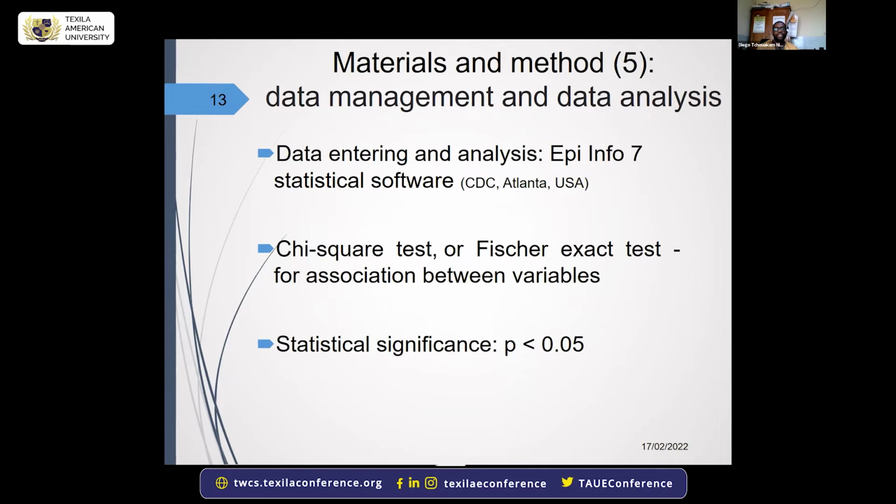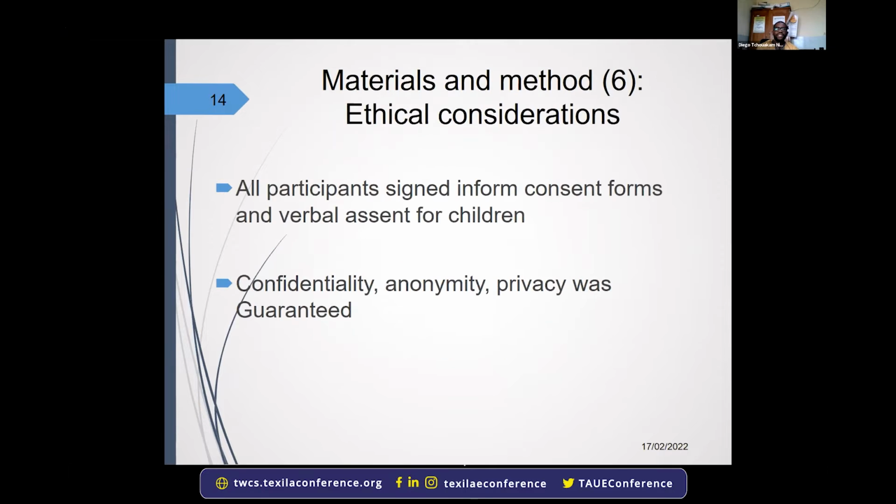We did analysis using a chi-square test and Fisher exact test for association between variables, and we took statistical significance when P was less than 0.05. All participants signed an informed consent form, and verbal assent was obtained for children. Confidentiality, anonymity, and privacy were guaranteed, as the investigator had a well-secured notebook and a coded laptop, and only he had access to client information.